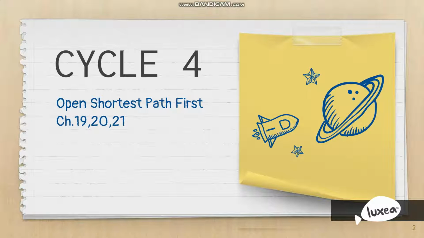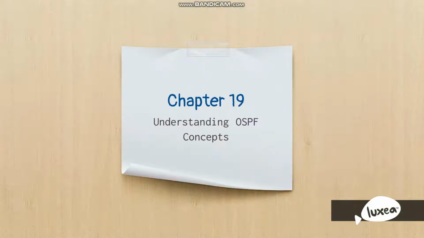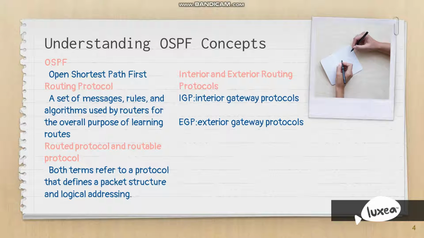So we'll talk about Open Shortest Path First in this section, and I will give a lot of example pictures to make you understand in an easy way. Let's start with OSPF. So what is OSPF? It means Open Shortest Path First, and it is used for companies, hospitals, or colleges.